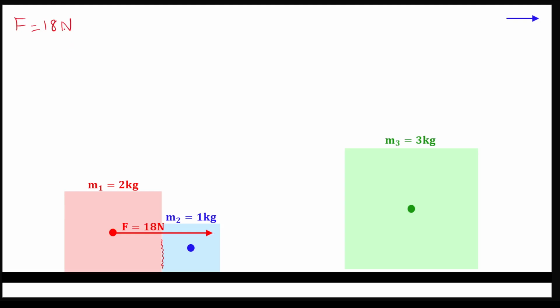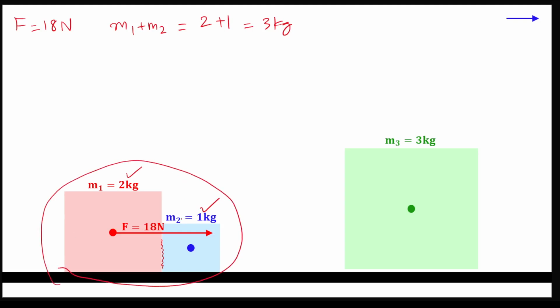So you have a force of 18 Newton, but because these two things are stuck together, the net mass of the system on which this 18 Newton is acting, you take to be m1 plus m2. In this case, it is 2 plus 1, that is equal to 3 kgs, because the blue one is 1 kg and this one is 2 kg. So now I'm looking at the whole system as a whole, and I'm saying that there is a force of 18 Newton acting on it.